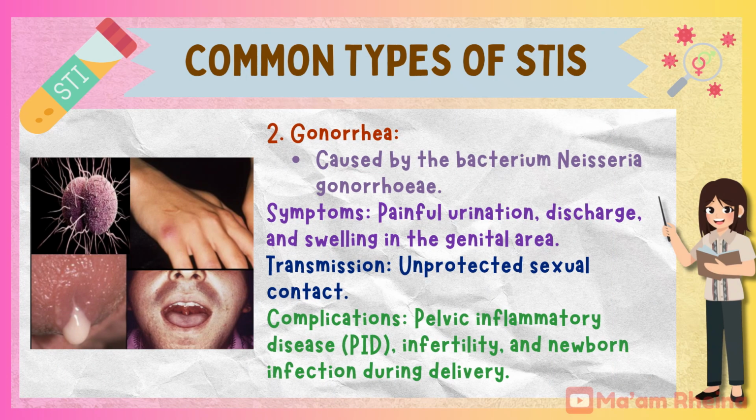2. Gonorrhea. Causative agent: Neisseria gonorrhoeae bacterium. Symptoms: painful urination, yellow or green discharge, genital pain or swelling. Transmission: unprotected vaginal, anal, or oral sex. Complications: pelvic inflammatory disease, PID, infertility, blindness in newborns. Prevention: condom use, regular STI testing, abstaining from risky sexual behaviors.